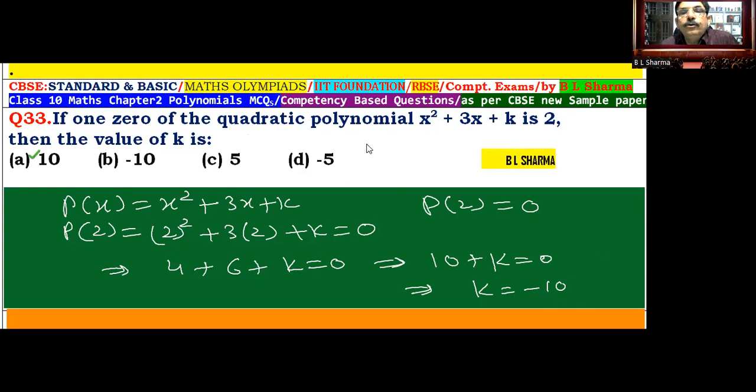That is, the value of k will be, sorry, that is minus 10. The answer will be minus 10 because the value of k is given here, minus 10. So B is the correct option.